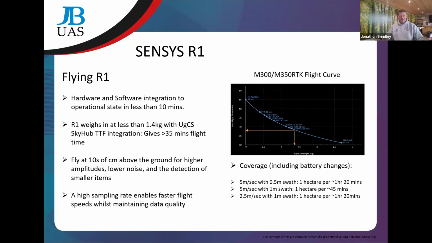The other great thing about the R1, of course, is it's 1.2 meters away from the drone. The drone is quite safely away. It's got time to react and so on, but I've flown it at tens of centimeters above the ground, and like we said before, that's giving you higher amplitudes, lower noise, and being able to detect smaller items. That's what it's giving you.